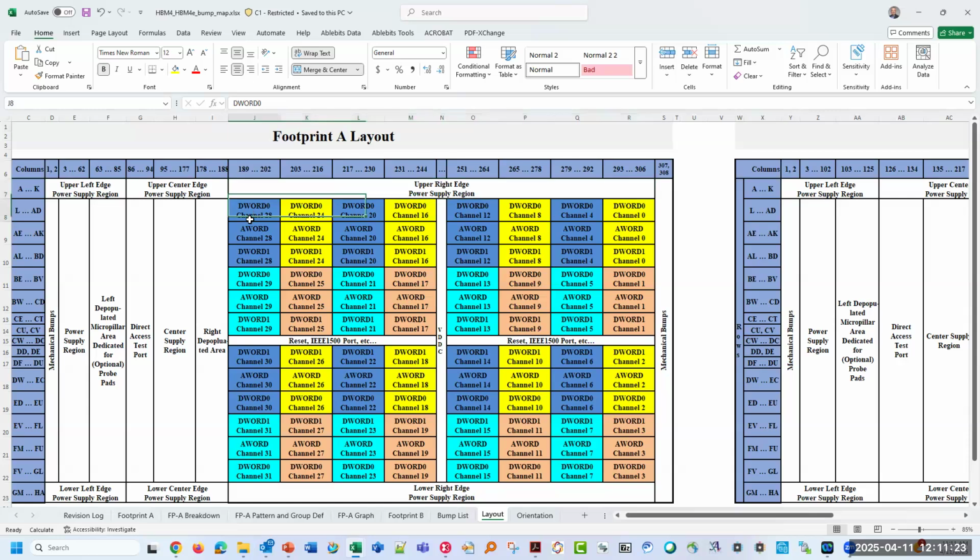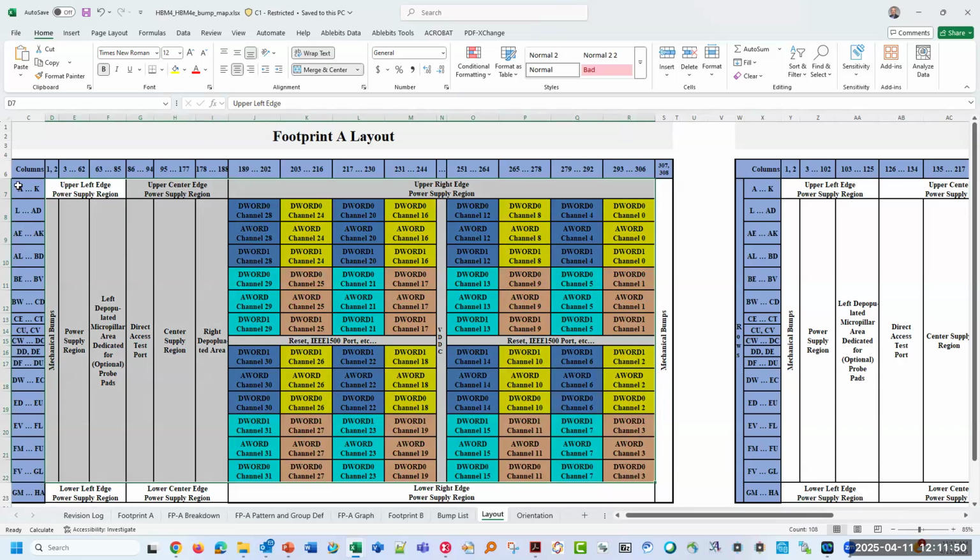So just, does D word 0 and A word 0 and D word 1 for channel 28, does all that map into one chiplet? Not one chiplet. It maps into one pattern, and then you replicate that pattern. So is this entirety, everything from A1 to HM308, is that considered one chiplet? Yes. Okay. All right. That's good to know.